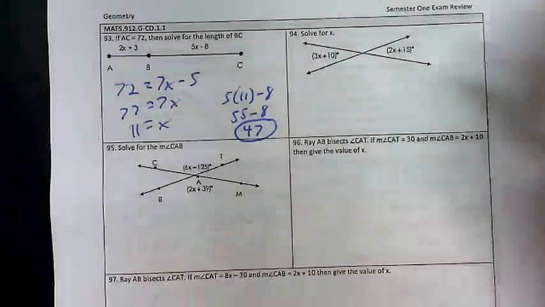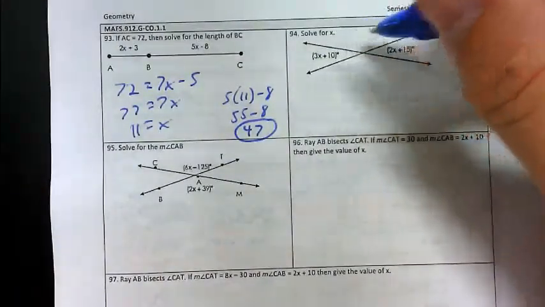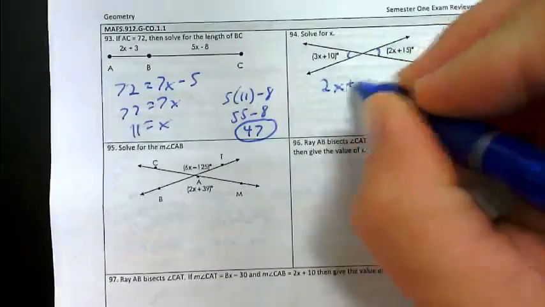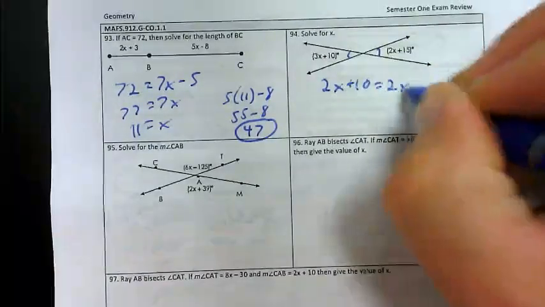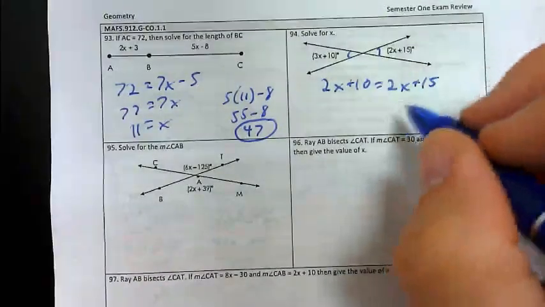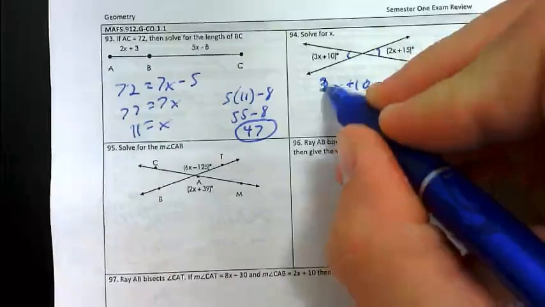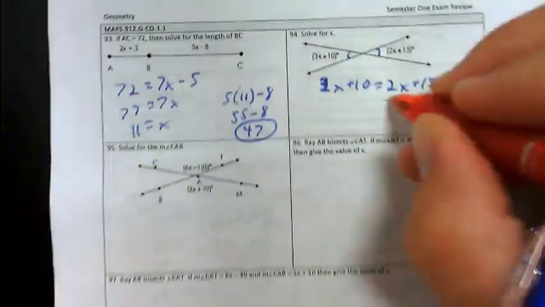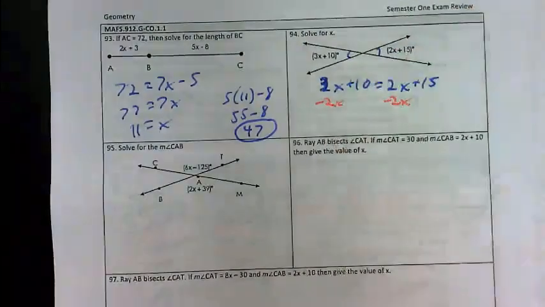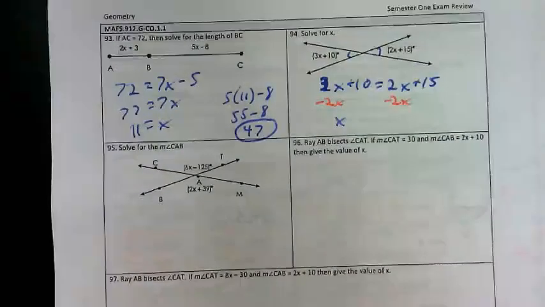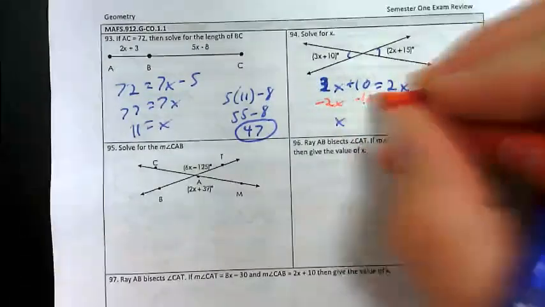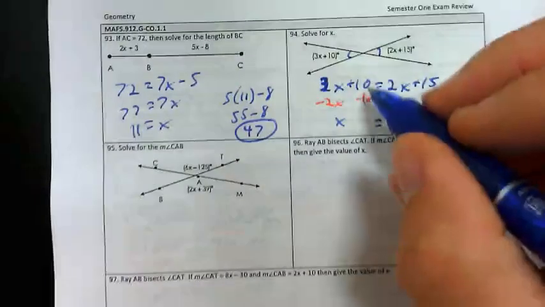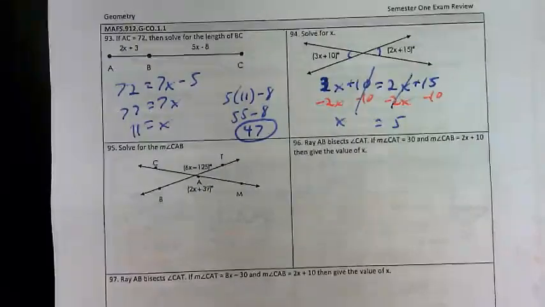On the next one, we're just solving for x. These two are congruent because they're vertical angles, so the two equations are equal. Oops, this was 3x. Bring the 2x across this way, so subtract 2x. Easy with x. Subtract the 10, going the other way. That leaves you with 5. Again, that's it. X equals 5.